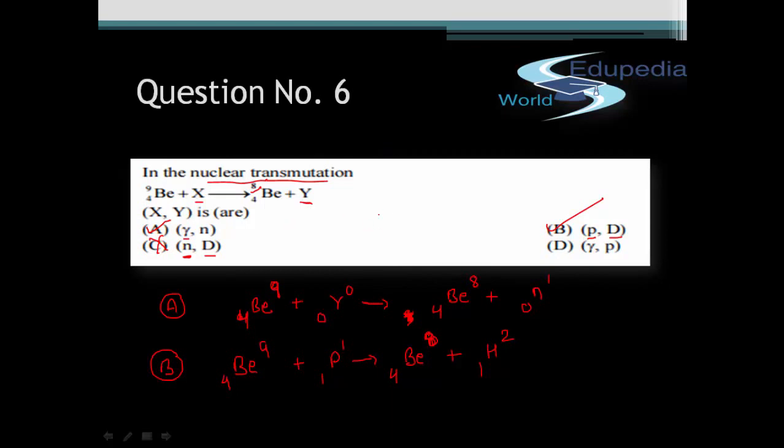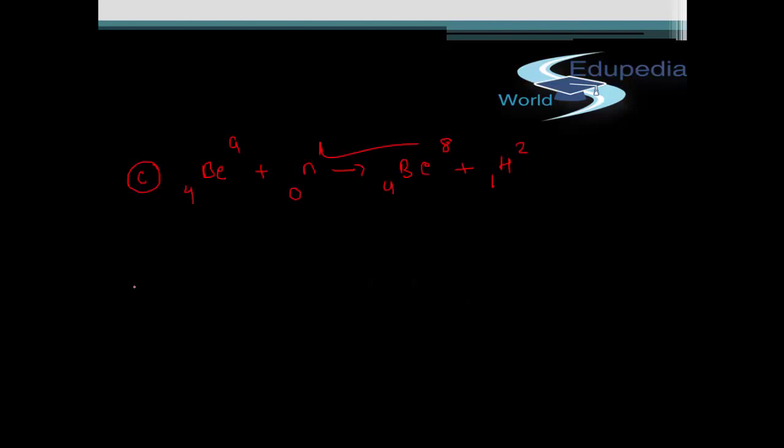In D we have been given gamma and a proton. Gamma, as we all must know, is simply a form of energy. So in D we have again 4Be9. We bombard it with gamma, which has 0 charge and 0 mass. It is a form of energy. The products are 4Be8 and it says we have a proton.